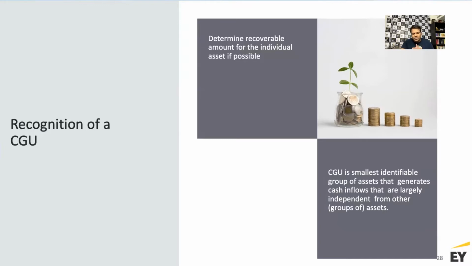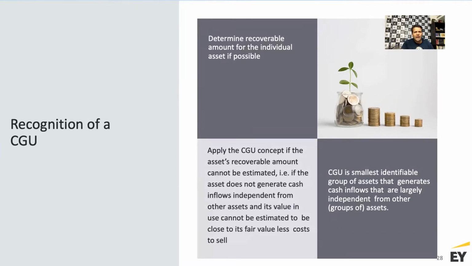So at that level where you can actually determine the discrete cash flows or independent cash flows with reference to other assets of that business enterprise, apply the CGU concept if the asset's recoverable amount cannot be estimated, if the asset does not generate cash inflow independent from other assets, and its value in use cannot be estimated to be close to its fair value less cost to sell. And that is where we apply the whole concept of cash generating unit.